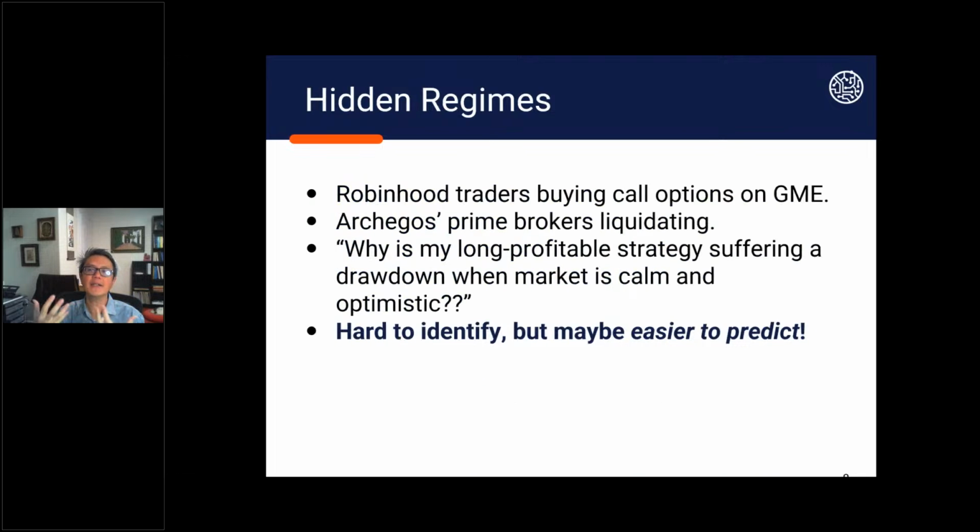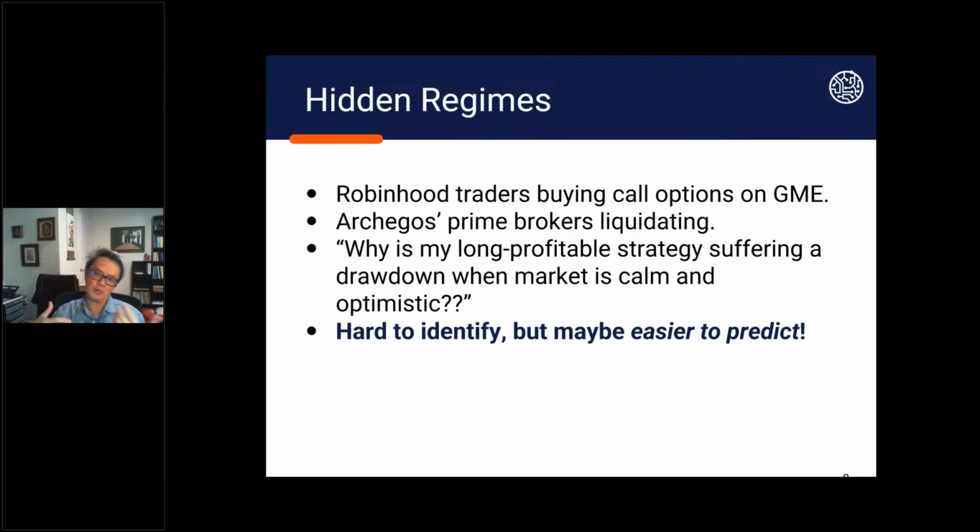However, there are hidden regimes that are much harder to identify. For example, Robinhood traders buying call options on GameStop, prime brokers liquidating, or even more subtle ones. Why is it that my strategies lose money in this period? Can anyone tell me why? Those regimes are hard to identify, unless you have the trading records of every Robinhood trader, which, by the way, is private, right? You can't get hold of it. They are very hard to identify by an external observer.